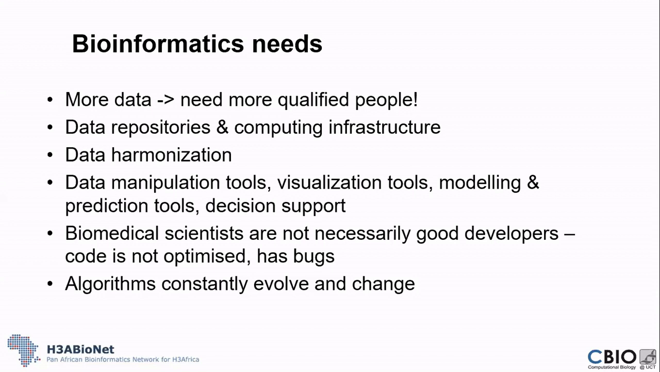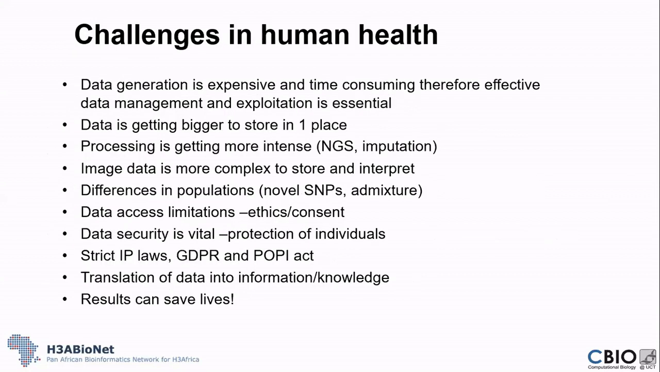And the algorithms are constantly evolving and changing because the data types keep changing. I mean, you buy a sequencing machine, and a month later a new one comes out, and yours is out of date already, and then the data types might be different. So that's a general list of challenges and what's needed for bioinformatics.